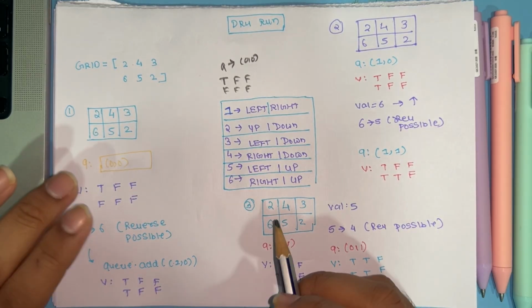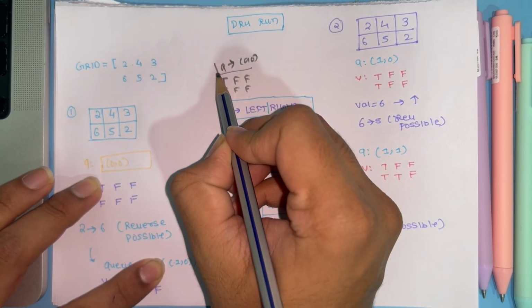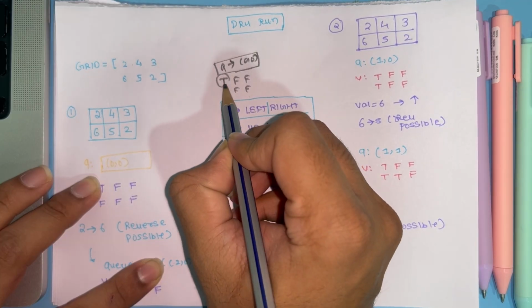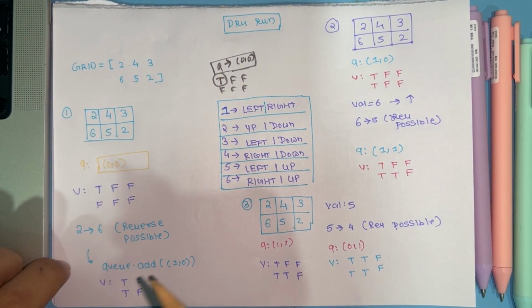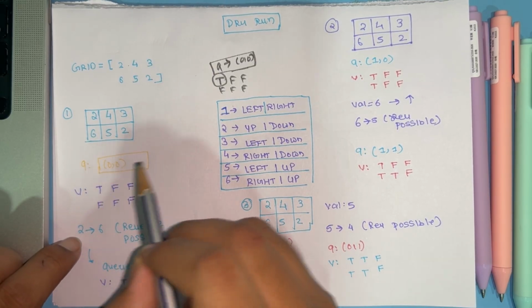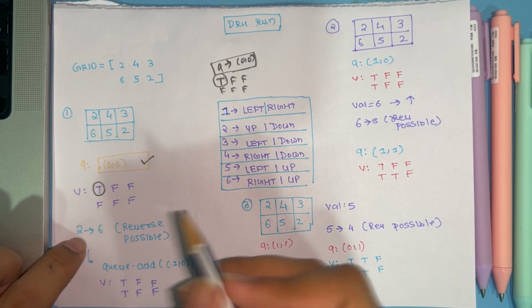Okay, let's try to run this problem. In the initial step of the BFS, we will have a queue with 0, 0 in it, and we'll make the visited of 0, 0 true. Now in the first iteration of the BFS, we'll have the queue like this: 0, 0, and true for 0, 0.